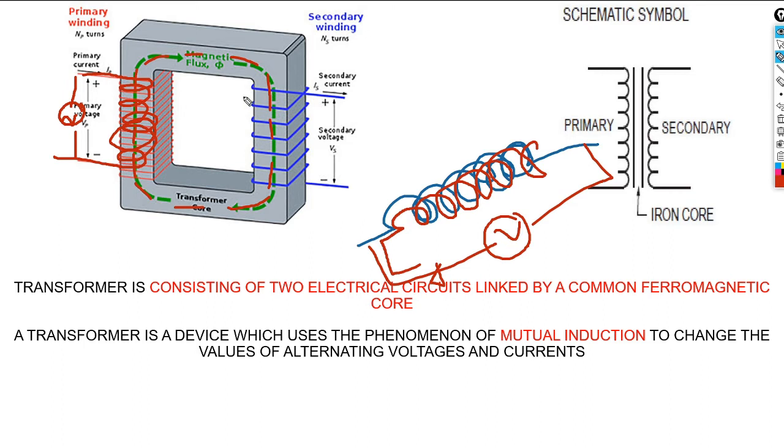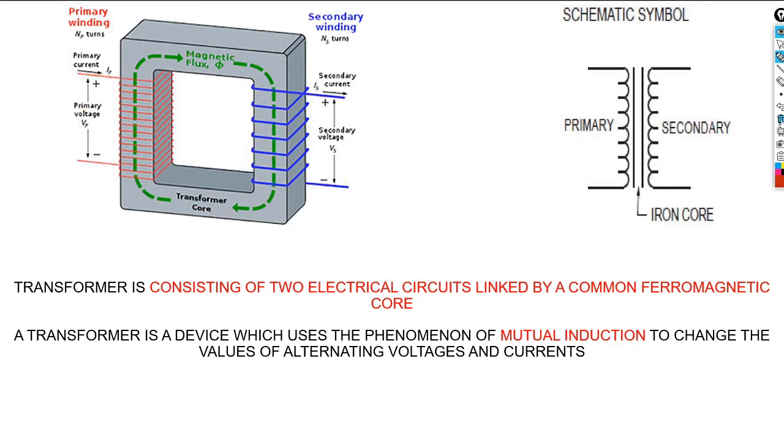So we produce a flux with the primary. The secondary is going to cut the flux, and because it's cutting the flux, there will now be an induced current across this conductor. Therefore, we're going to measure a specific voltage across the secondary, and then you supply your load. That's basically what's happening with the transformer.